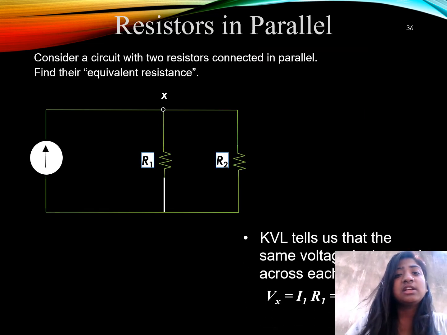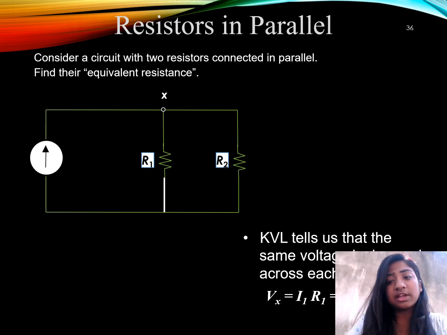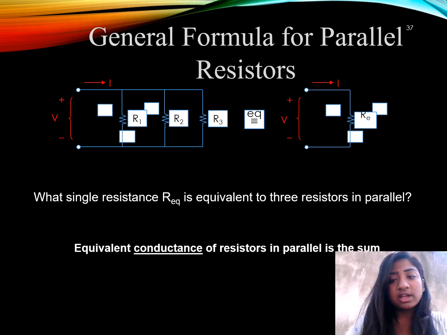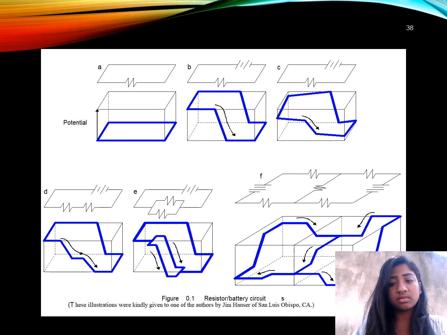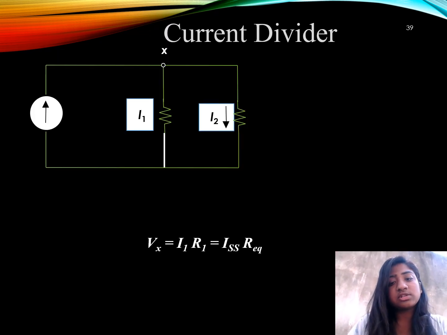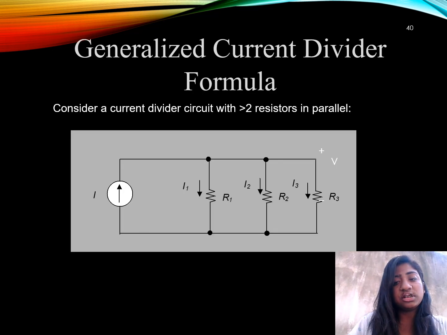Resistors in parallel. Consider a circuit with the equivalent resistance. Here KVL tells us the same voltage is across each resistor. The general formula for parallel resistors is the inverse of the sum of inverses, and here is a diagram for it. Current divider: Vx equals I1 times R1 equals Is times R equivalent. The generalized current divider formula is given.